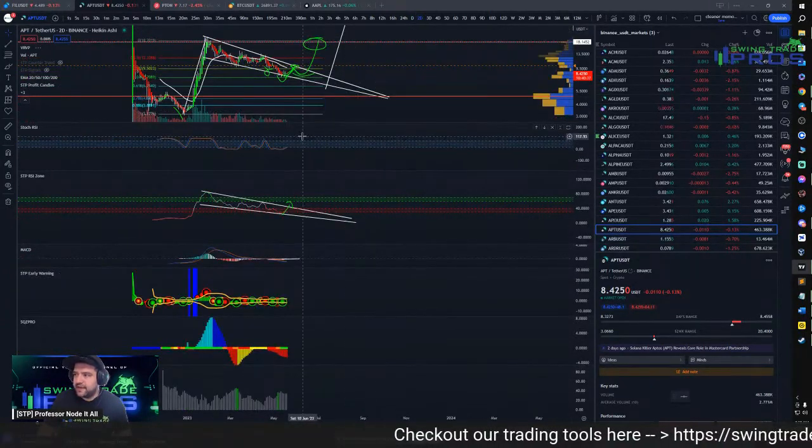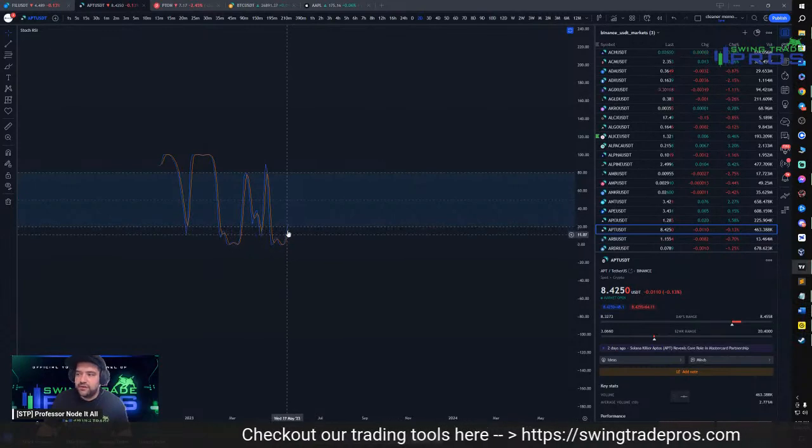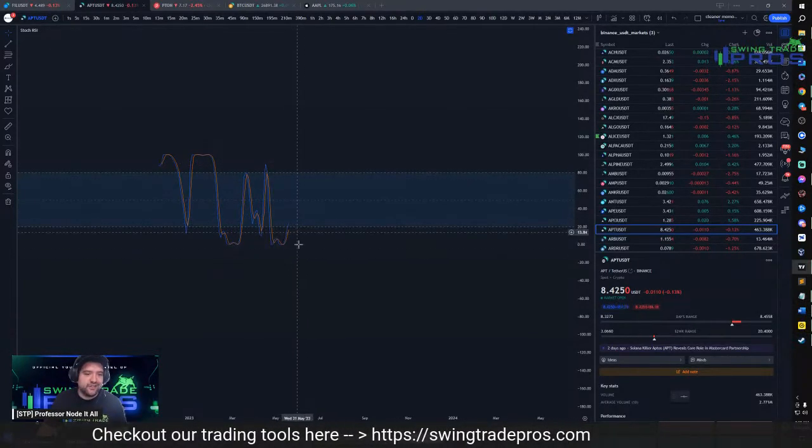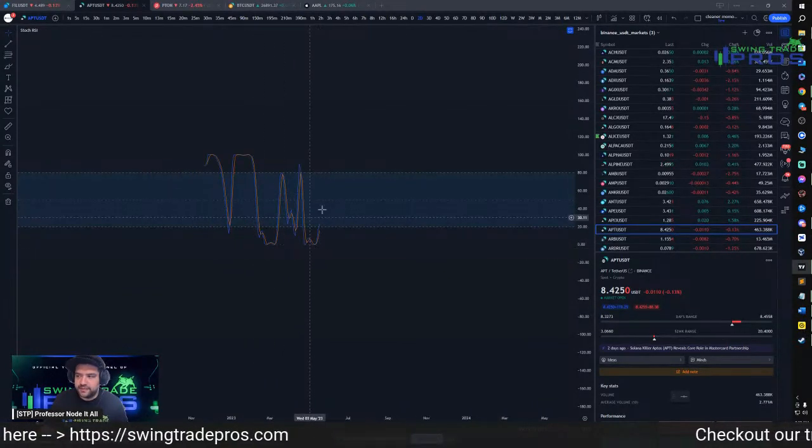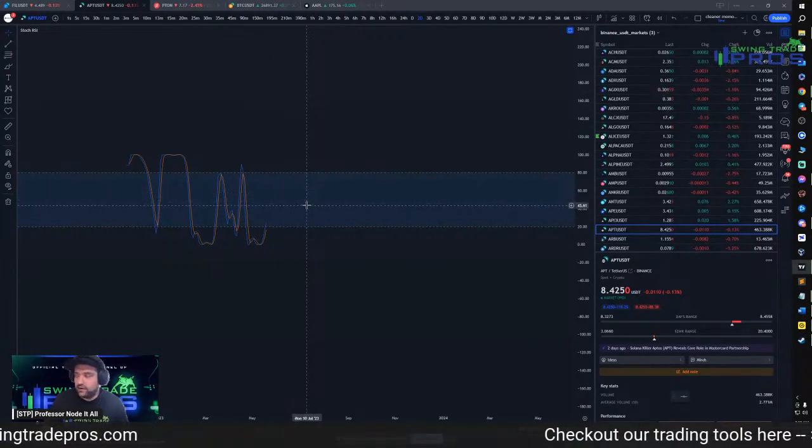And our 2-day stochastics, when in doubt, zoom out. The 2-day stochastics are actually showing us that we are entering, or we're just signaling a buy on the 2-day chart. All right, so we could see some movement coming in here for Aptos.